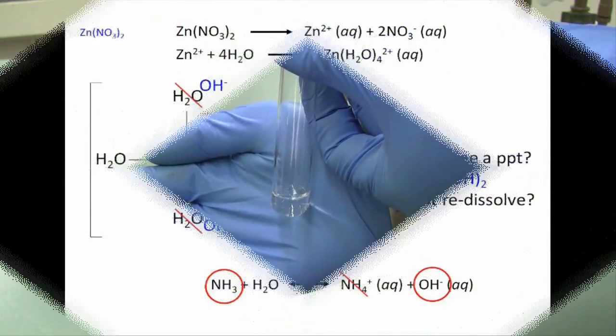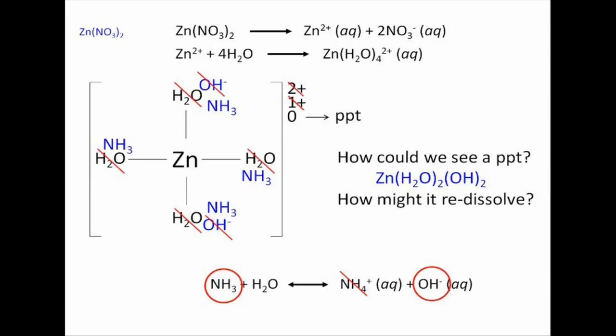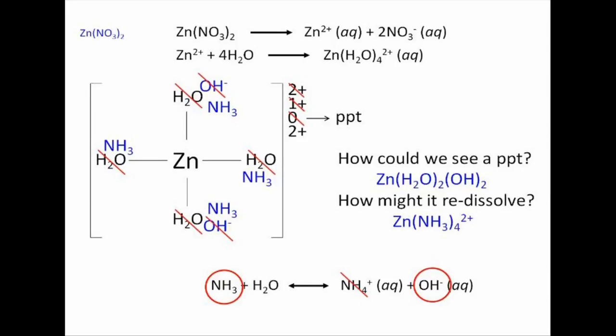Now, how might this precipitate redissolve? If we add excess ammonia, we're adding ammonia and hydroxide, but ammonia being a weak base, we are adding predominantly ammonia molecules. So what often happens is the ammonia can replace all of the ligands surrounding the central zinc. We end up forming a positively charged species again, which means that once again our complex is soluble, and we can show that complex like so, once again shown in blue.